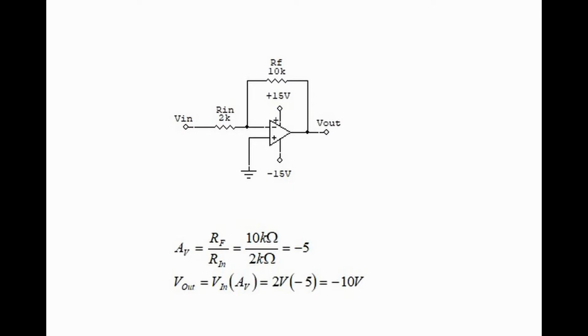The gain is RF over Rn, in this case 10 kiloohms divided by 2 kiloohms, and we say it's negative 5, and the negative indicates that it is inverting. If we have an input of 2 volts, we can calculate the output by simply saying it's 2 volts times 5, which is 10 volts, and we say it's negative 10 to indicate the inversion. But this op amp can amplify either DC or AC.